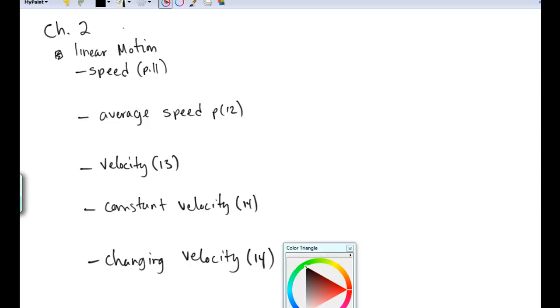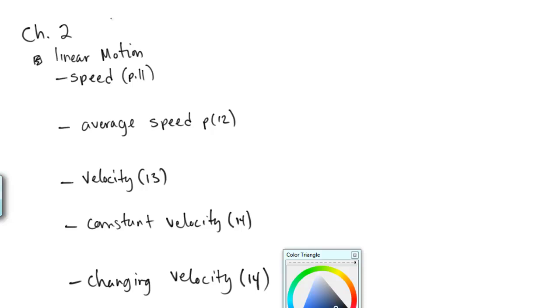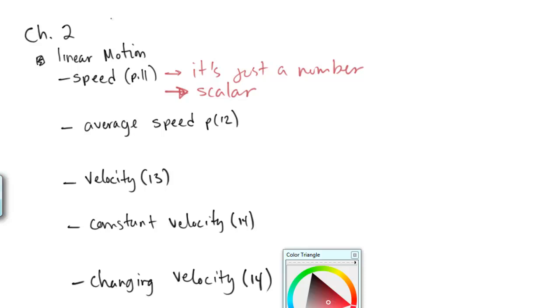Alright, so right now I'm in chapter 2, which is the linear motion chapter: speed, velocity, acceleration, stuff like that. So the one thing for speed that you need to remember, really the only thing for speed that you should remember, is that it is just a number. Sometimes we refer to this as a scalar. That is, it has no direction, it's just a number.